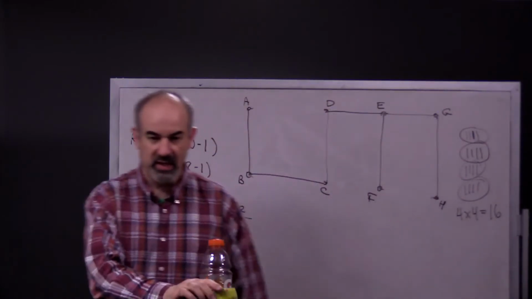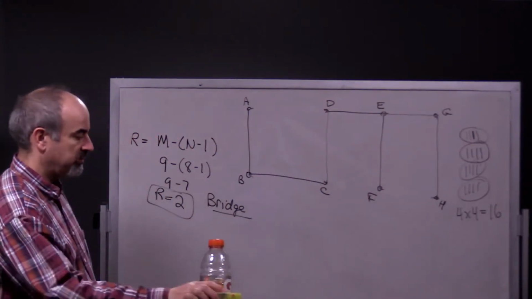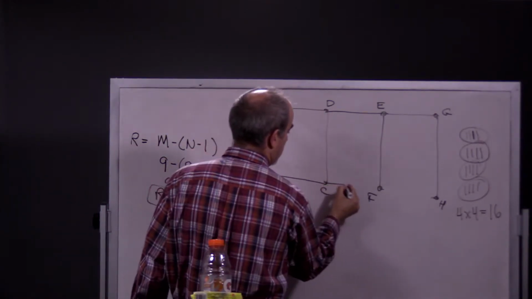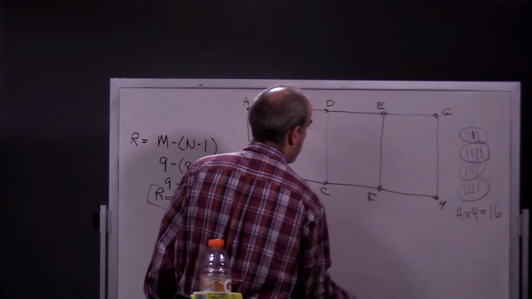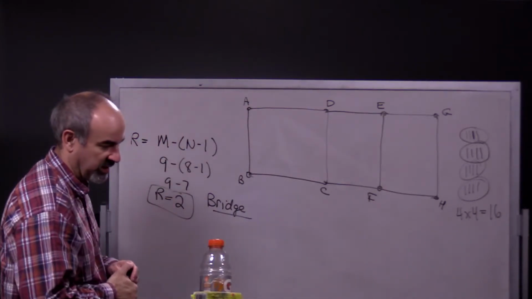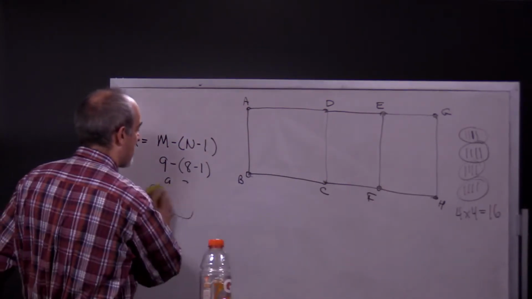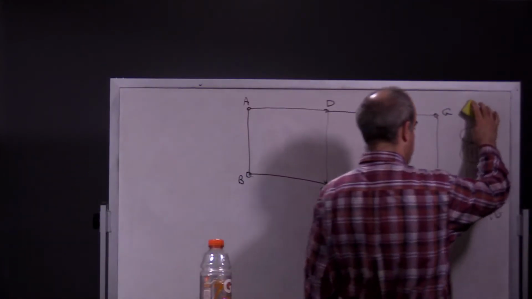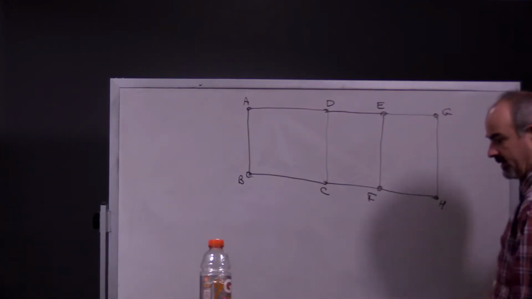Now, I'm going to make it a little bit harder on myself. I'm going to redraw it. Let's say we have a network that looks like this. Okay, I don't like this network. Looks pretty difficult. How many spanning trees can we find?